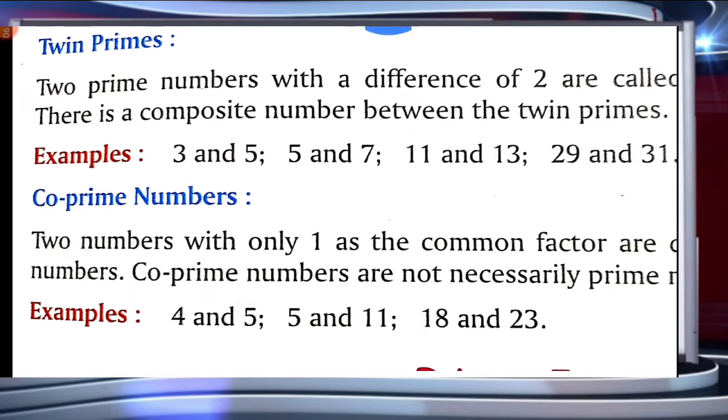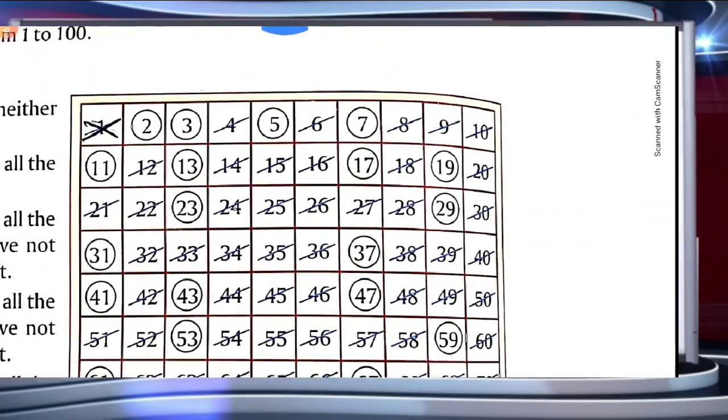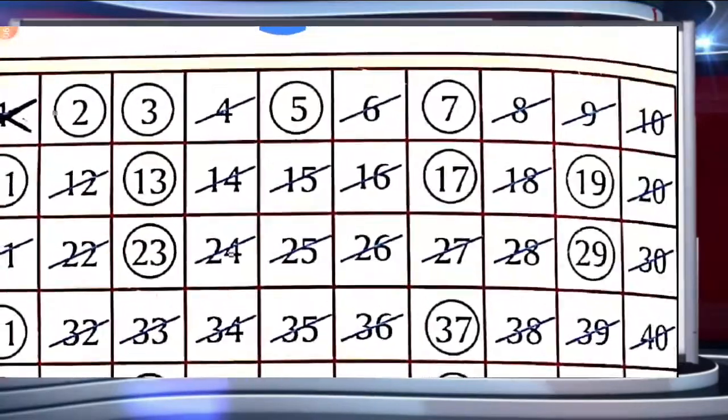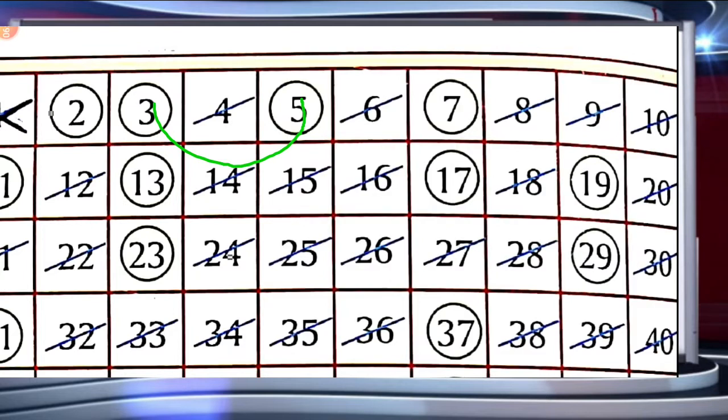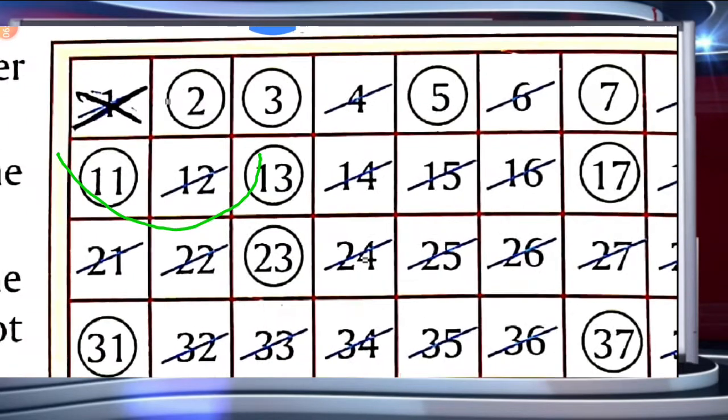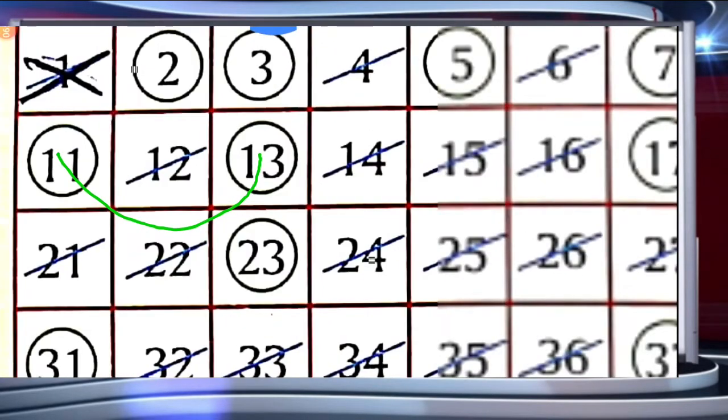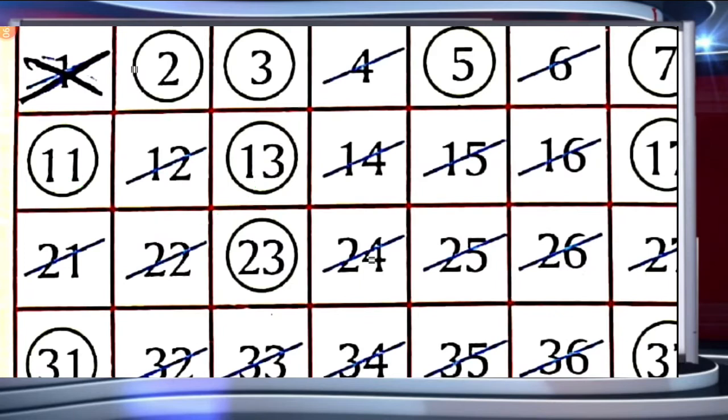You can see 3 and 5, they are prime numbers. See here 3 and 5, they are circled, so they are prime. And 4 is a composite number. So if there is a composite number between 2 prime numbers, they are twin primes. So 3 and 5 are twin primes. See 11 and 13, you can see 11 and 13 are prime numbers and 12 is a composite number. So 11 and 13 are also twin primes.